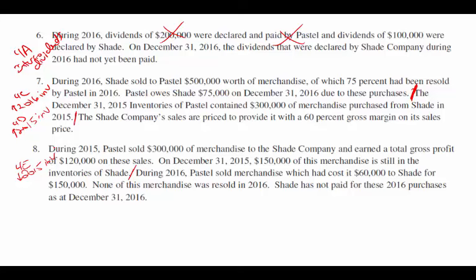During 2016, Pastel sold merchandise which had cost it $60,000 to Shade for $150,000, and none of this merchandise was resold in 2016, and Shade had not paid for these purchases at the end of 2016.